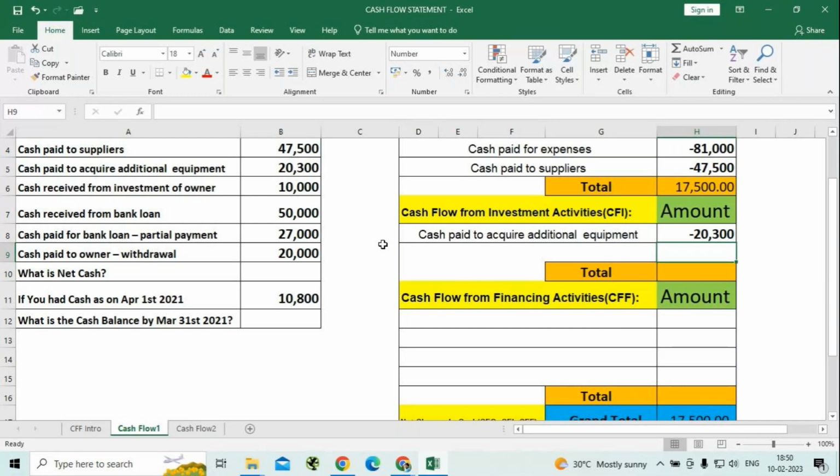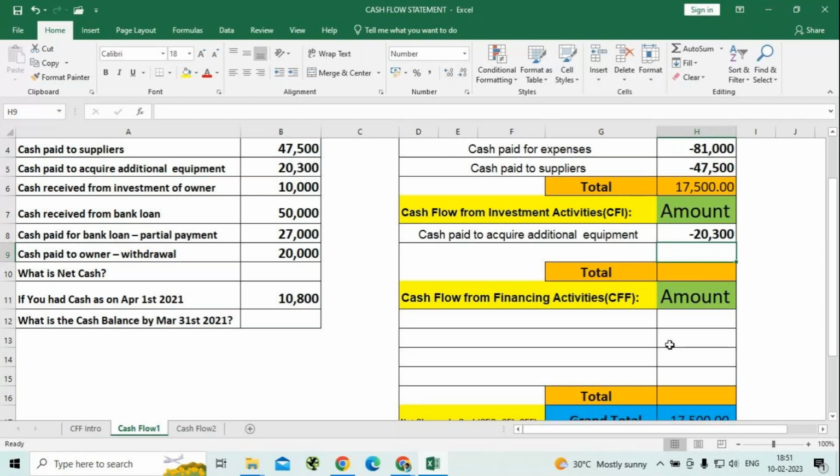So the next one is cash received from the investment of owner. So anything the owner brings to the business, what do we call it as? The money which is brought by the owner of the business, so what do we call it as? Capital. Capital. Very good, ma'am.